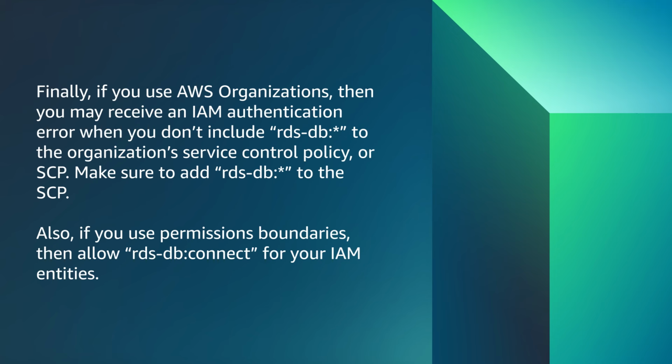Finally, if you use AWS Organizations, then you can receive an IAM authentication error when you don't include RDS DB star to the Organization Service Control Policy, or SCP. Make sure to add RDS DB star to the SCP. Also, if you use permissions boundaries, then allow RDS DB Connect for your IAM entities.